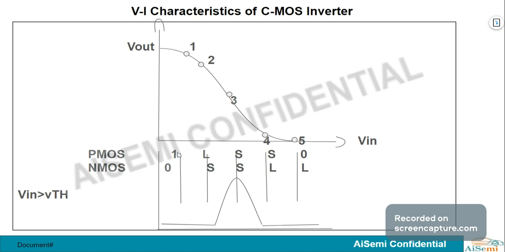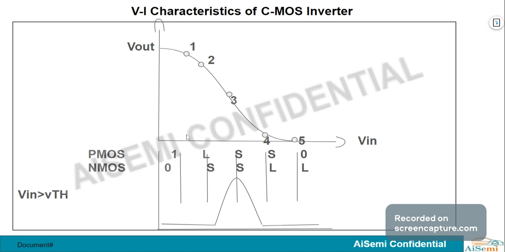In region 1, the input voltage is given as 0 volt. Then PMOS is on and NMOS is off. Then the output is VDD. So there is no current flow between VDD and VSS in the first region.